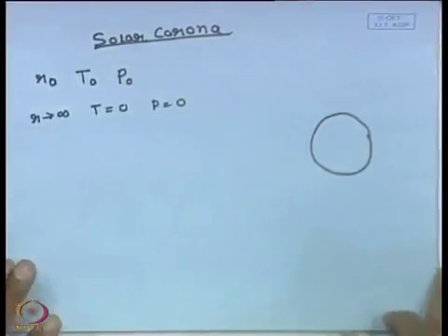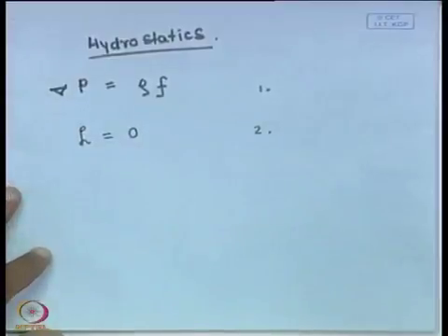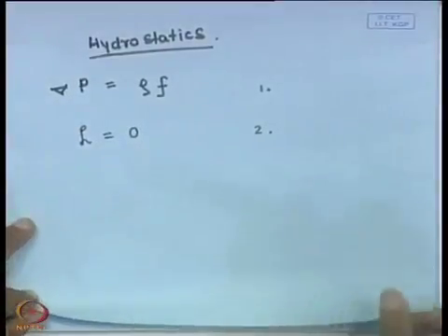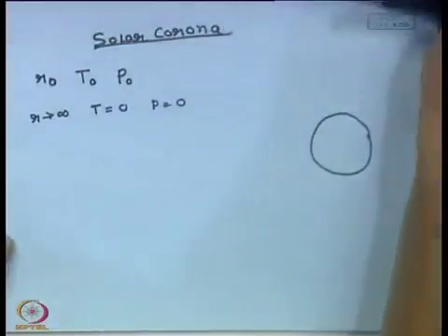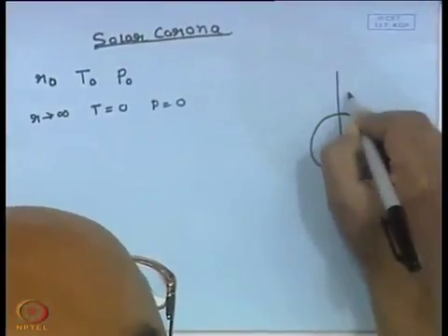That is the model which was worked out by Parker, famous plasma physicist at the University of Chicago. He worked out this model. Now, let us go back to our hydrostatic equations. These are the two equations that we have, and here everything varies only in the radial direction r.